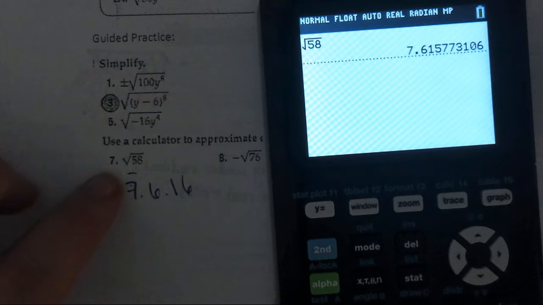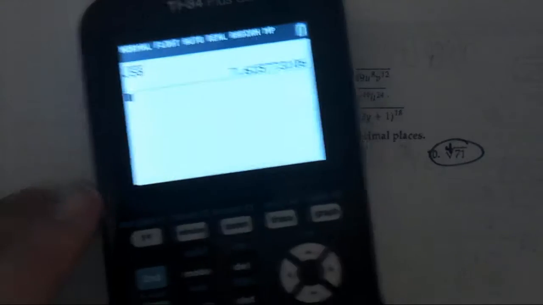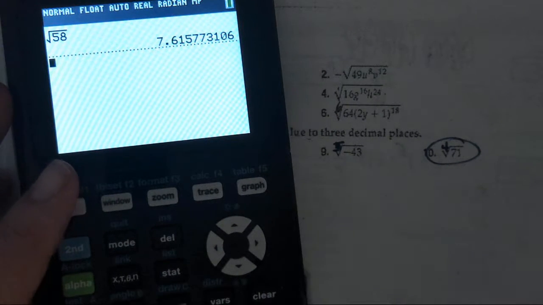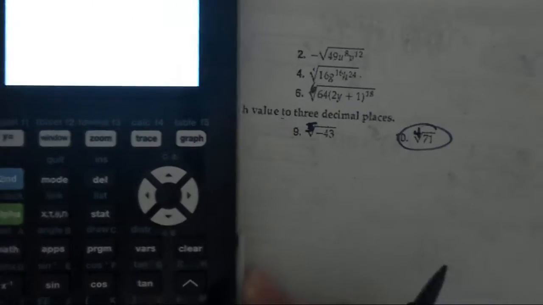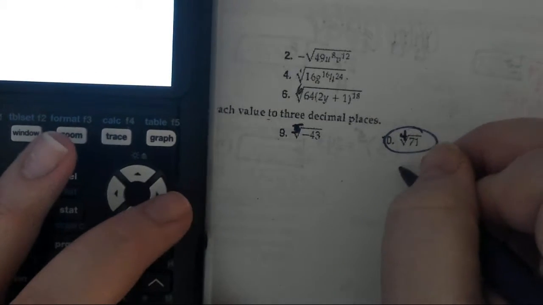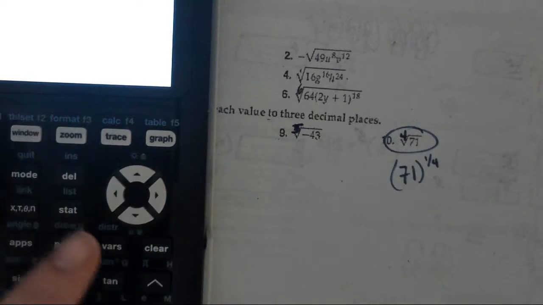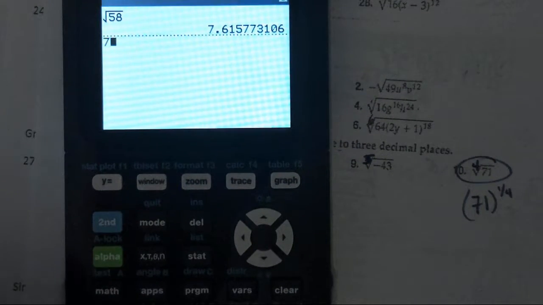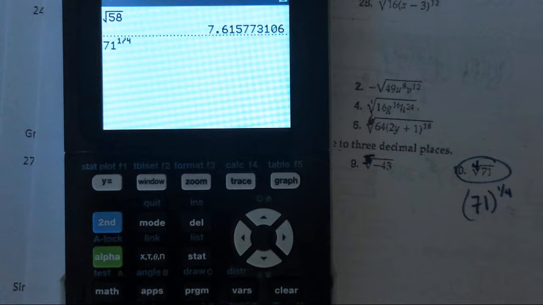So if Arturo can't do 7 or 8, I don't know how to help him. He already knew that before he even met me. However, Arturo doesn't know how to type in a 5th or a 4th or anything besides square roots into his calculator. So again, I think of a 4th root as 71 raised to the 1/4. So what I would do is literally type in 71 and raise it to the 1/4. Now Arturo has a fancy calculator.